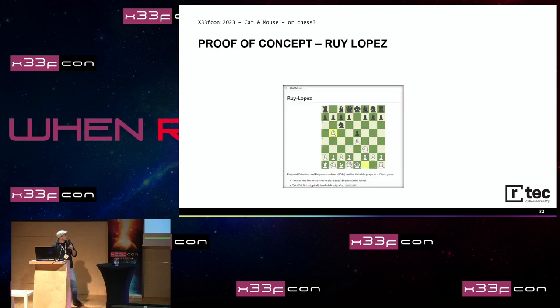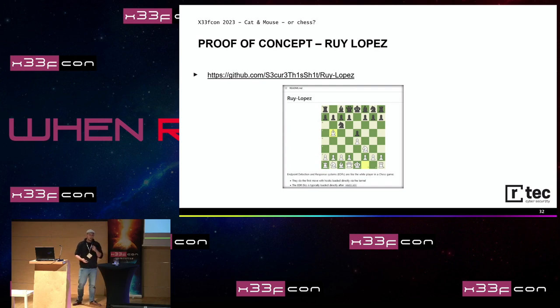Yeah, this was the proof of concept. I named it Ruy Lopez because I said that the EDRs act like the white player in a chess game. And Ruy Lopez is an opening in chess, from the white player's perspective, and our proof of concept removes the white player position for the EDR, but we are instead getting the white player, so we can do the very first moves and we can prevent the EDR from loading. So I named it like that. And the proof of concept will be published on this URL. It's not online yet, but I will do it like 5 to 10 minutes after the talk.